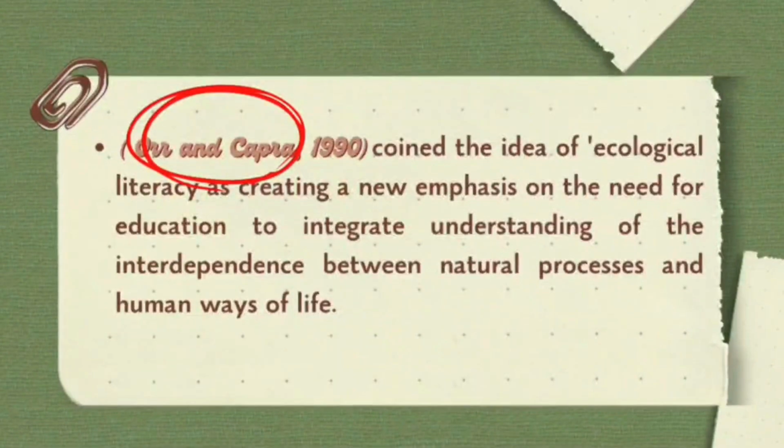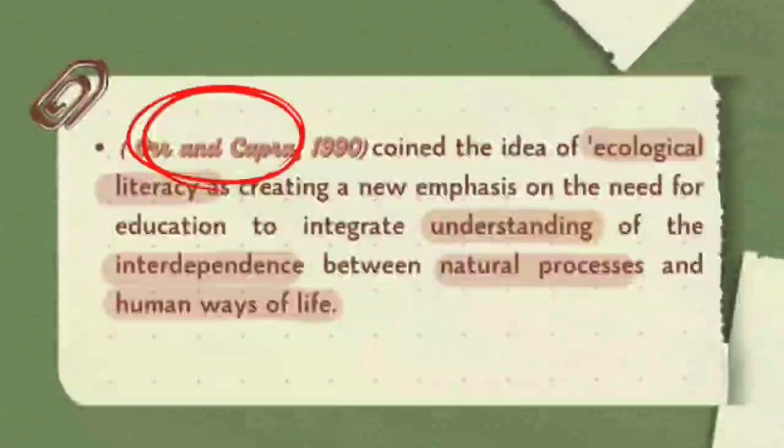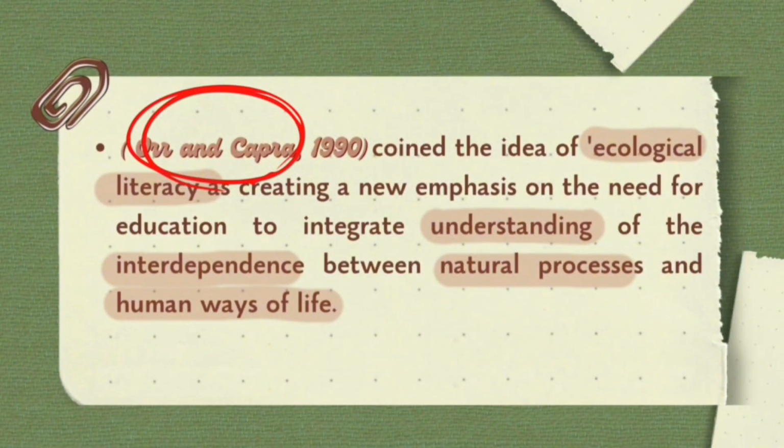Orr and Capra 1990 coined the idea of ecological literacy as creating a new emphasis on the need for education to integrate understanding of the interdependence between natural processes and human ways of life. Talk about ecological literacy. This means understanding how nature and human life are connected. So, for example, think about how trees give us oxygen, and in return, we exhale carbon dioxide that the trees also need. And that shows the interdependence between nature and human life. So, ecoliteracy is about knowing how nature works, like how animals, plants, water, and air all play a part in keeping the earth healthy. It's like understanding the big puzzle of nature and how everything fits together to sustain life.